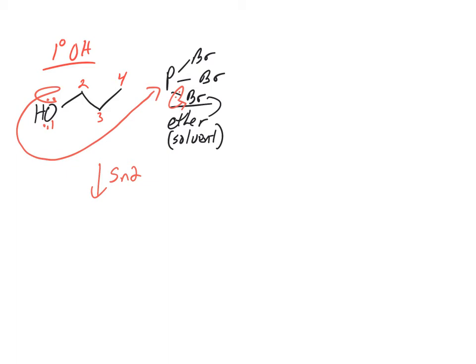So what did that accomplish? Make sure we balance our charges. We broke a bond to phosphorus and bromine. There should be a plus charge where? Where should I have a plus charge?